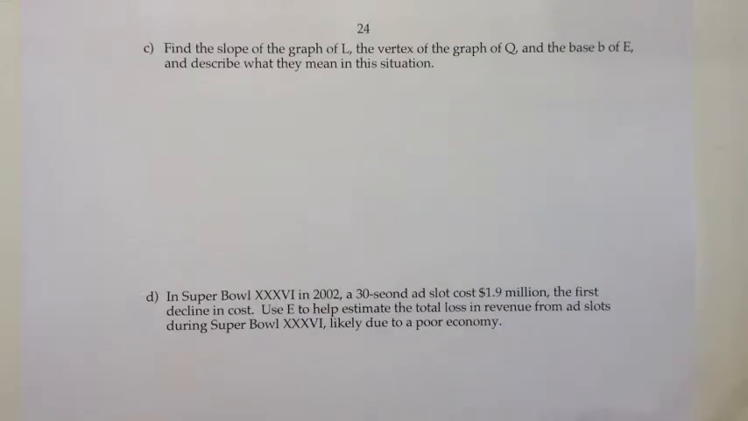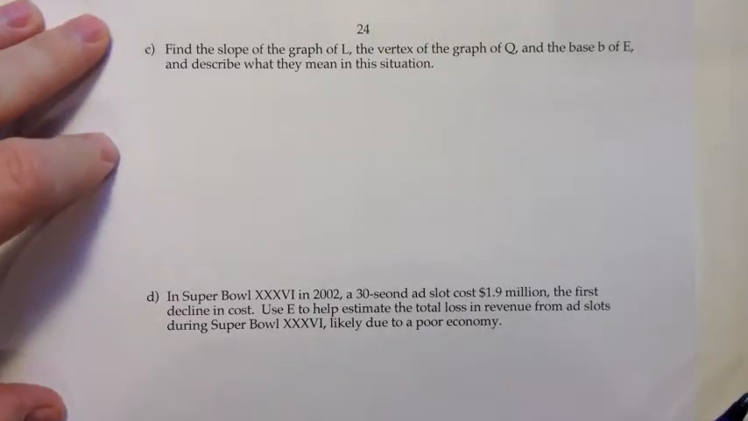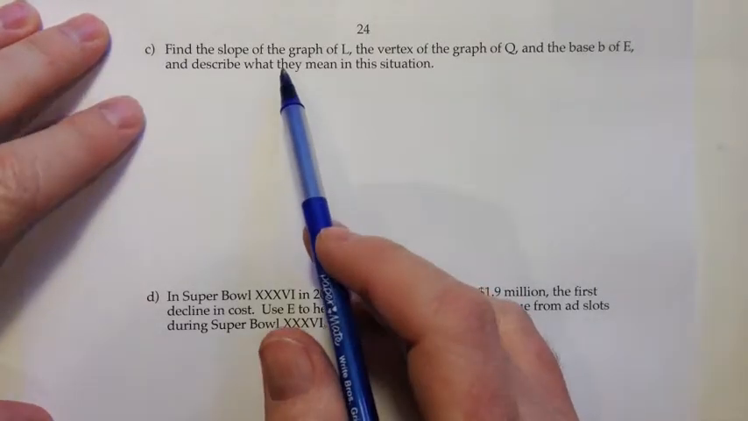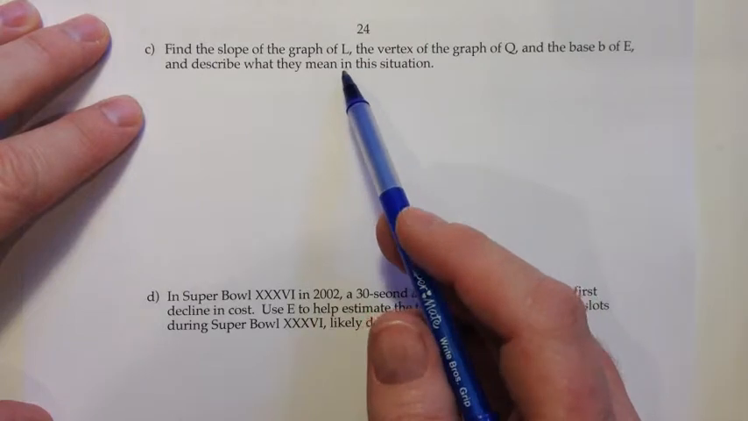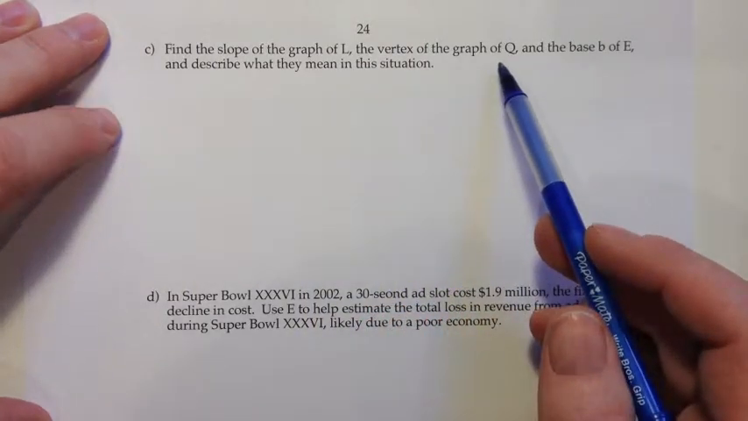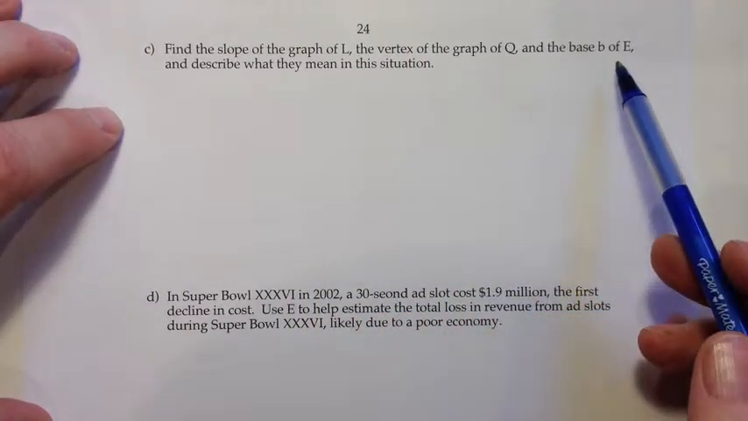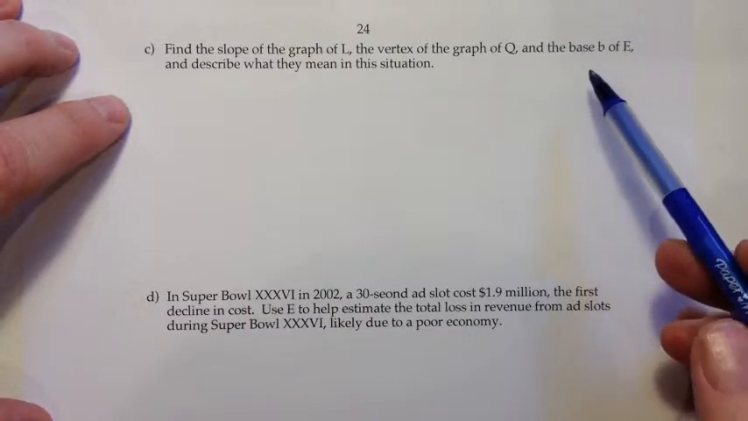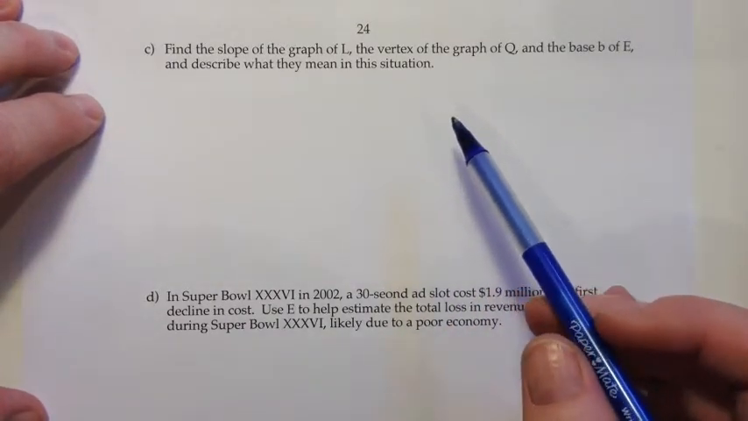Alright, moving on to part C, we found our equations and we have kind of decided that the exponential is the best fit, but they want us to continue examining that a little bit and looking at the different key features of each of these functions. So they want us to find the slope of the linear function, the vertex of the quadratic function, and to find the base of the exponential and describe what each of those means in the situation.